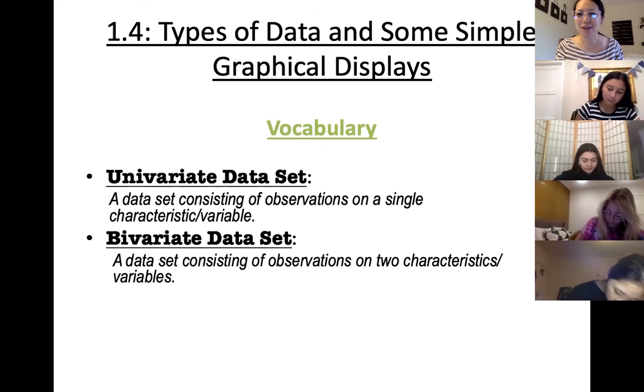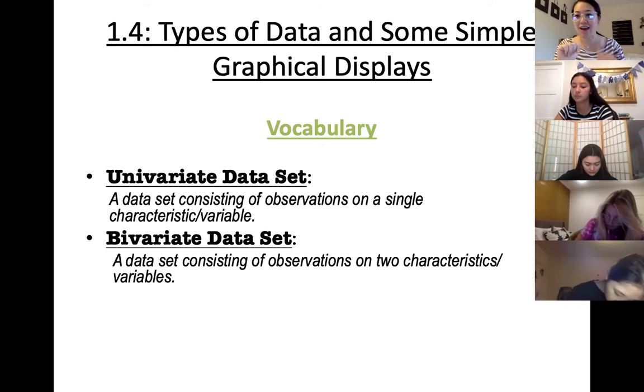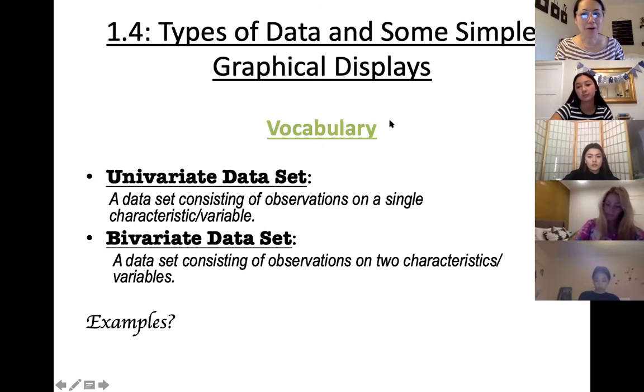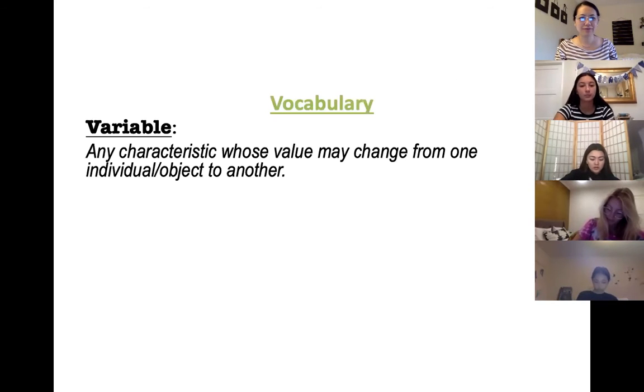Going back to our example yesterday, do blondes really have more fun? This could also be a bivariate data set because we're asking hair color and how much fun. So that would be a bivariate data set. All right, so any questions on our first two vocab terms? All right, moving right along.